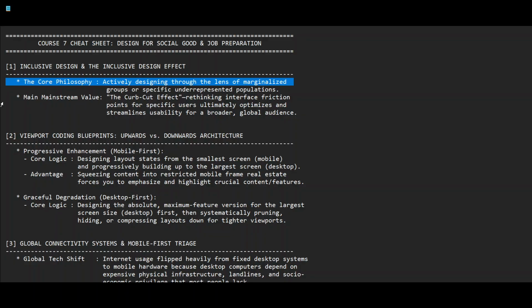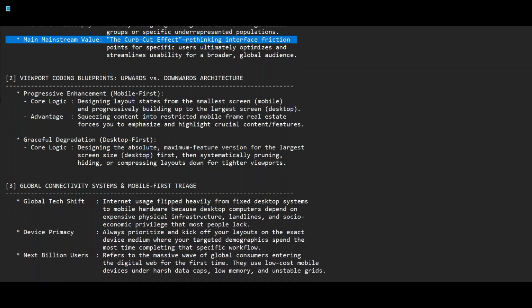Okay, so the next thing was mainstream value, the curb cut effect: rethinking interface friction points for specific users ultimately optimizes and streamlines usability for a broader global audience. The second topic was coding blueprints, upwards versus downwards architecture. Progressive enhancement, mobile-first logic: designing layout and states for the smallest screen, mobile, and progressively building up to the largest. So we have to go from the smallest screen to the largest screen.